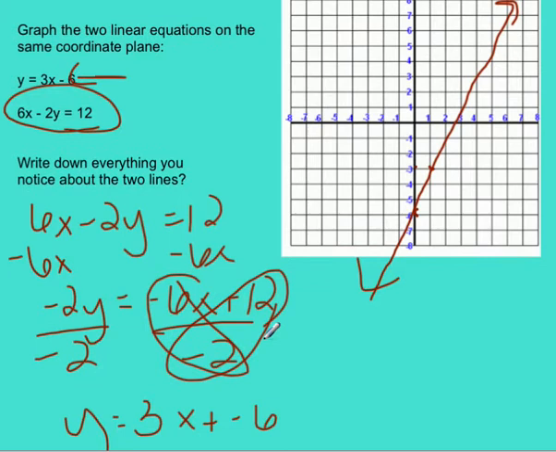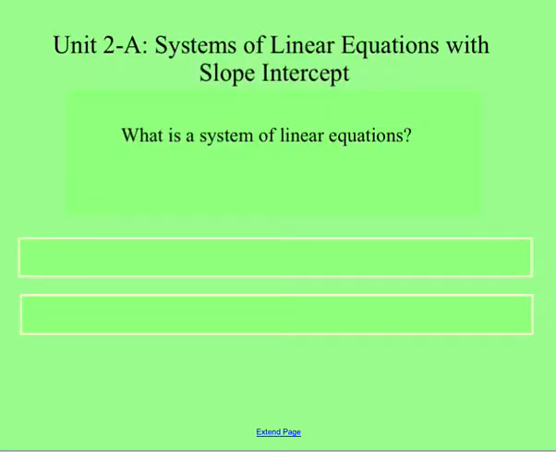So what do I notice? This line turned out to be the same as this line right here. I've already graphed that line. So it's the same line, right? That is such a mind blow. It's a great thing in math when it happens like that. Okay, so it's the same line. So that's all. That's it. I'm done.